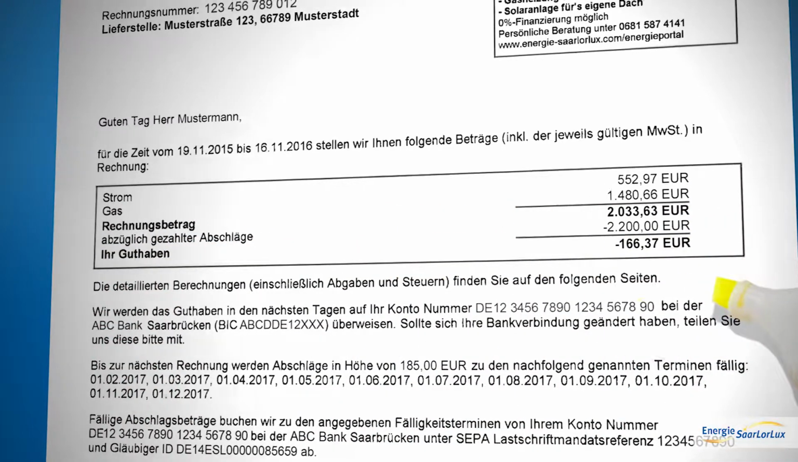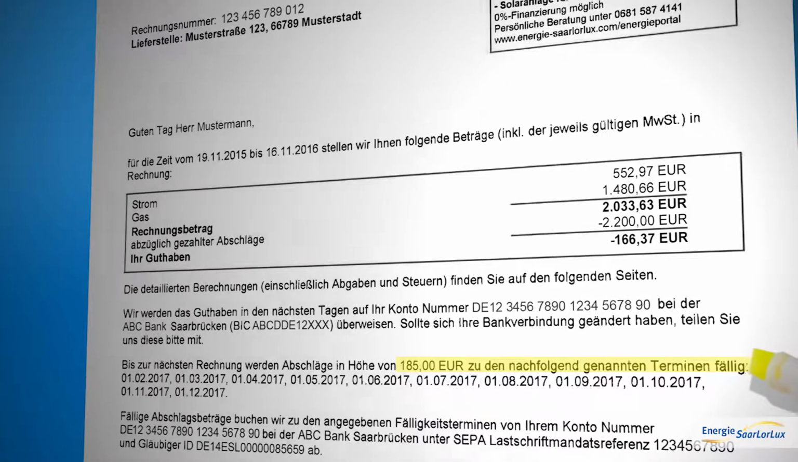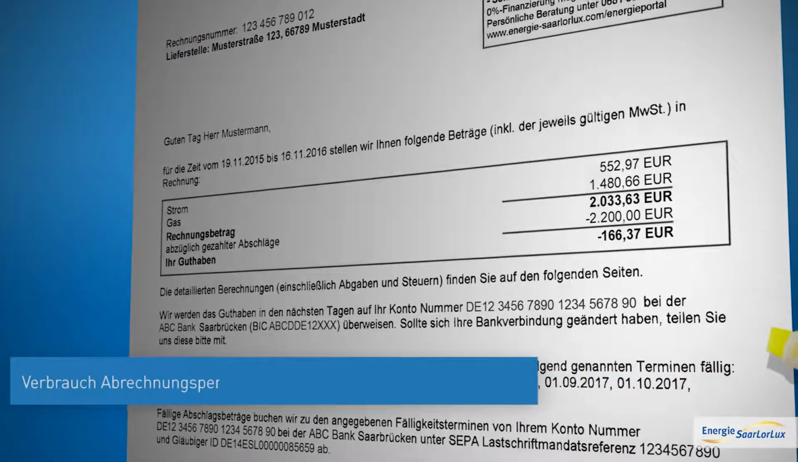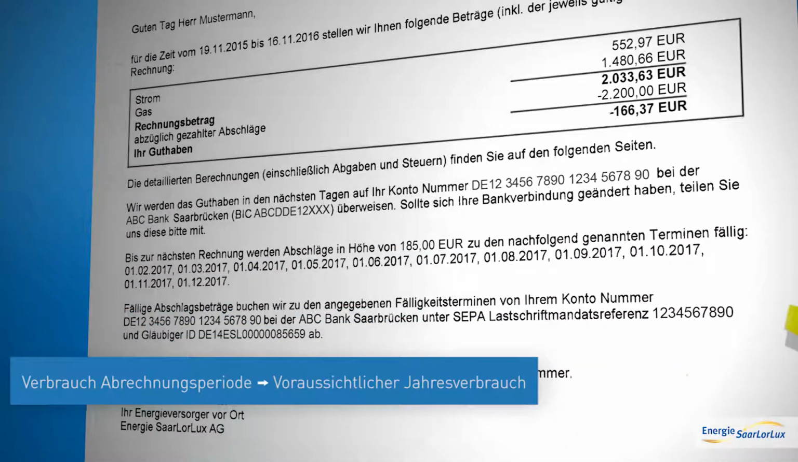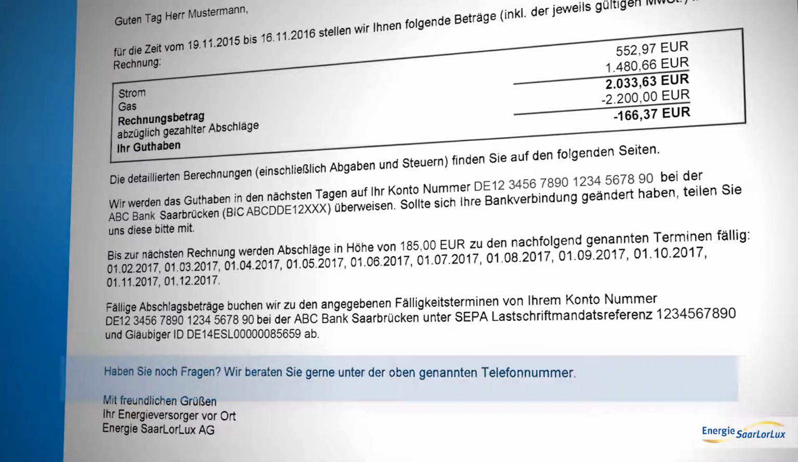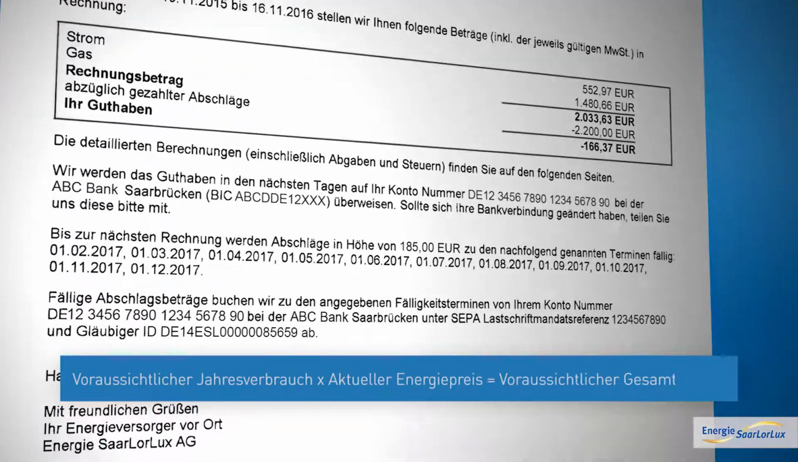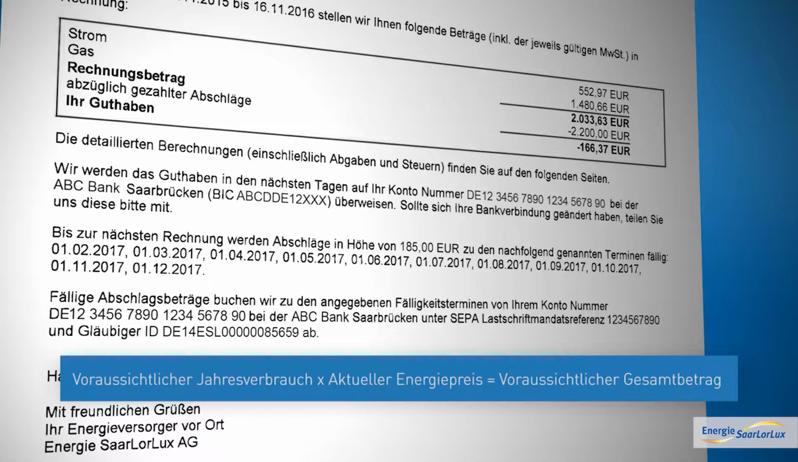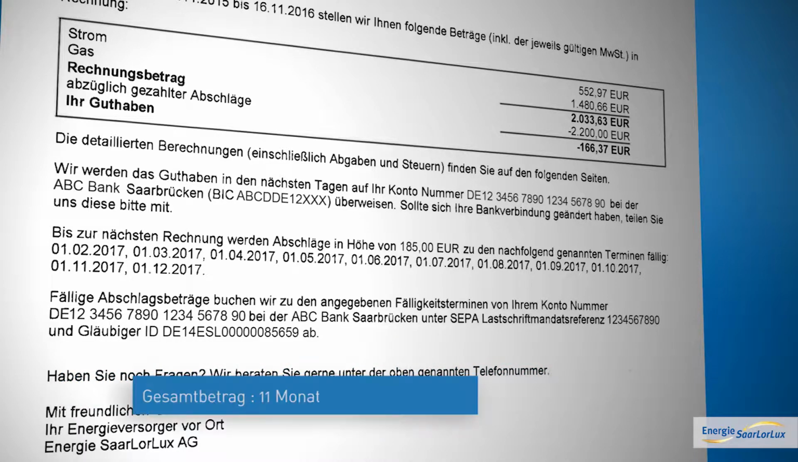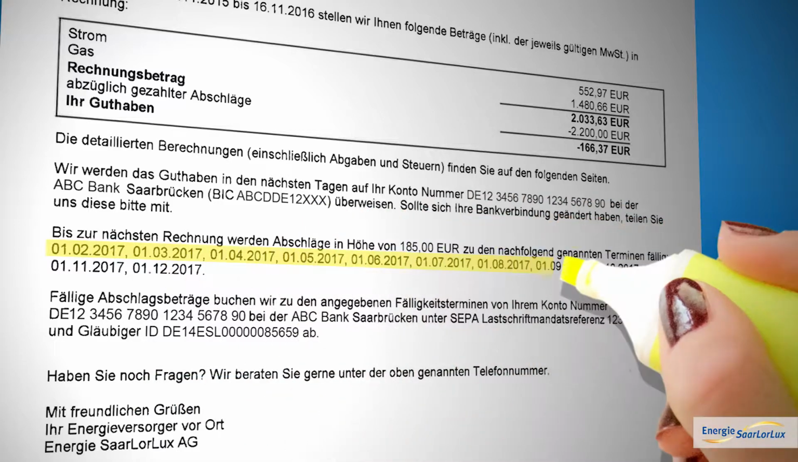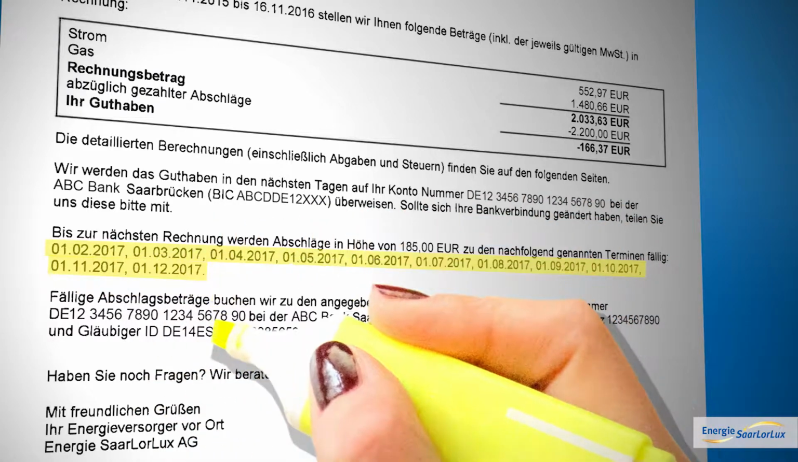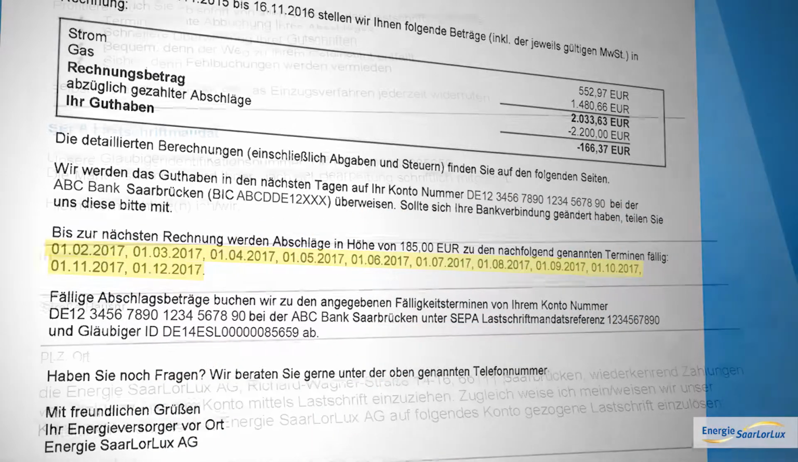You can find your new monthly advance payment amount underneath. We calculate the expected annual consumption based on your consumption in the last billing period. This is multiplied by our current prices to yield the estimated total payment amount. We divide this by 11 to get your monthly installment. The installment amount is followed by a precise overview of the dates on which the new monthly installments are due.